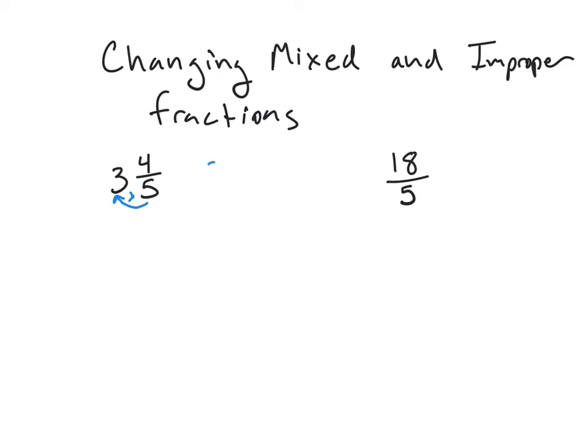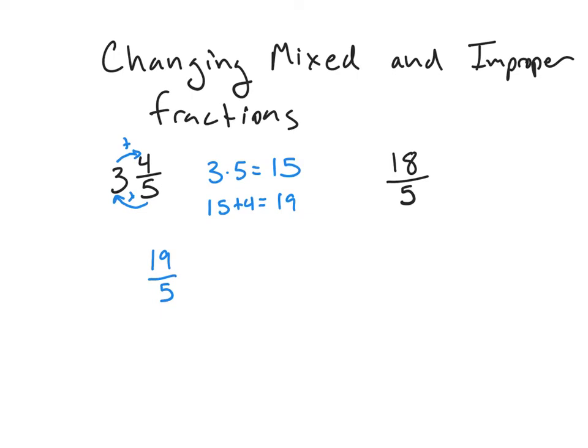So 3 times 5 will give us 15. And then remember, you add the extra pieces on top of the ones you got when you broke up the whole number. So we say 15 plus 4, and we get 19. That's our new numerator. So we have 19/5. There we go. We've changed it to an improper fraction.